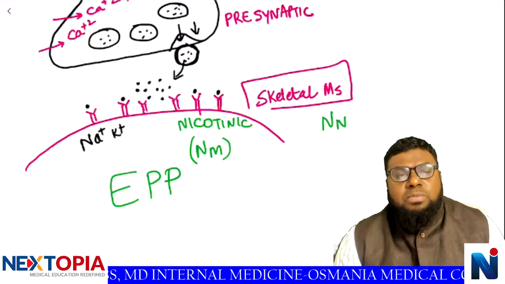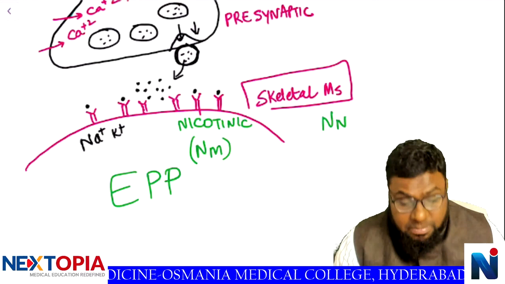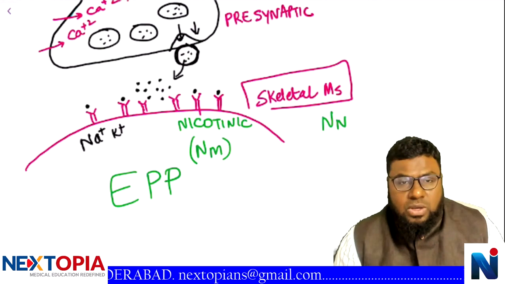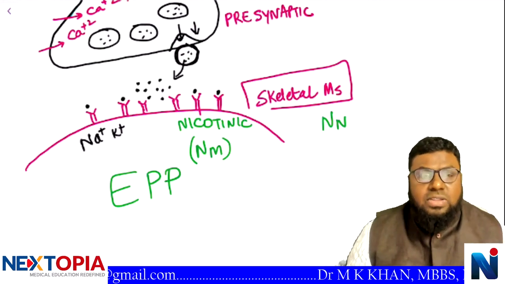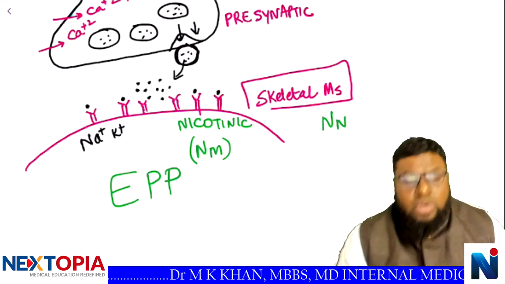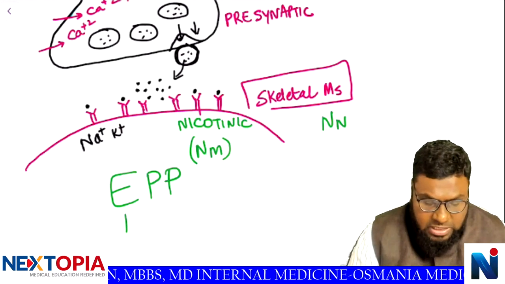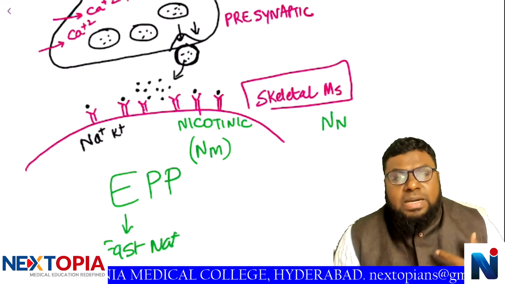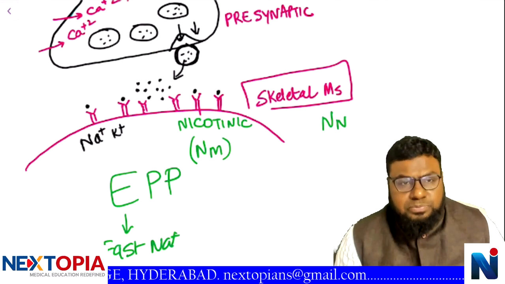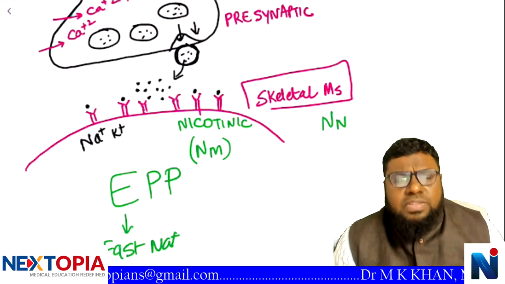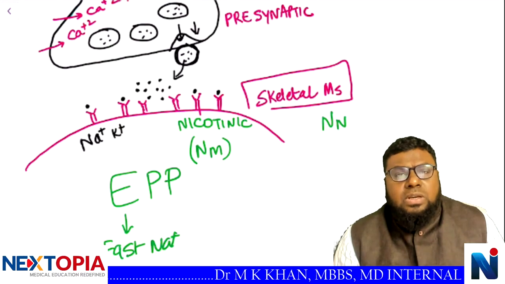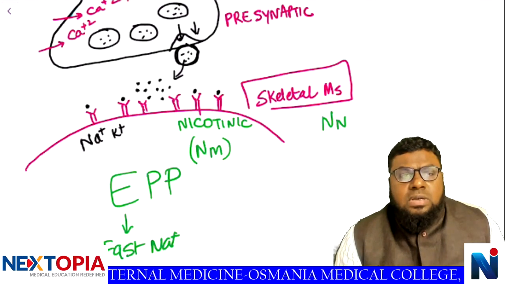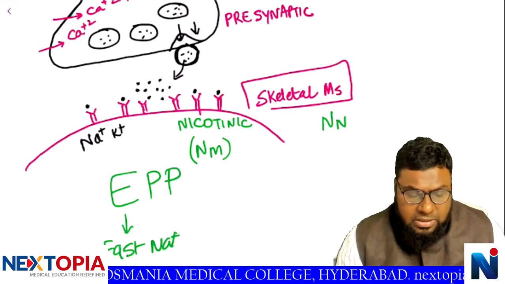The magnitude of the end plate potential, how much end plate potential occurs, depends on what? It is directly related to the amount of acetylcholine present in the synapse. So what will happen because of this depolarization? Again, fast moving sodium channels open, and because of this, rapid depolarization occurs in the muscle membrane. The depolarization reaches the maximum limit, and the action of this acetylcholine has to be stopped now.